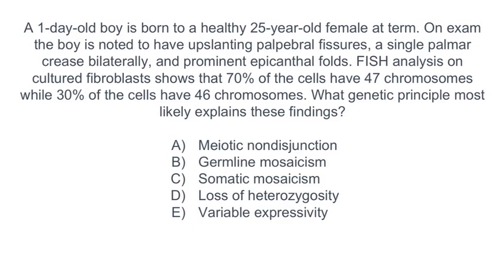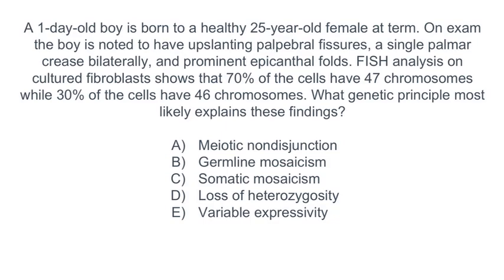A 1-day-old boy is born to a healthy 25-year-old female at term. On exam, the boy is noted to have upslanting palpebral fissures, a single palmar crease bilaterally, and prominent epicanthal folds. FISH analysis on cultured fibroblasts shows that 70% of the cells have 47 chromosomes, while 30% of the cells have 46 chromosomes. What genetic principle most likely explains these findings?